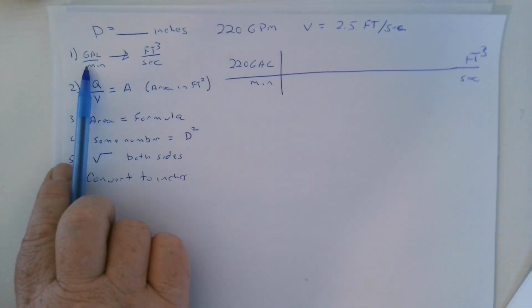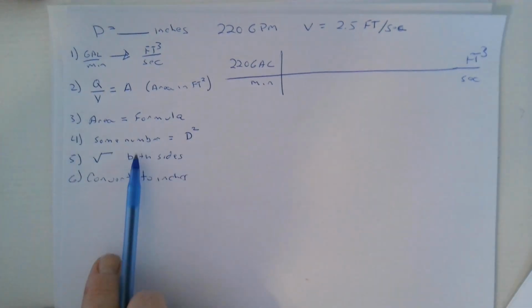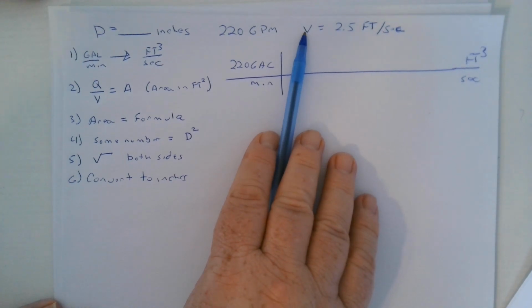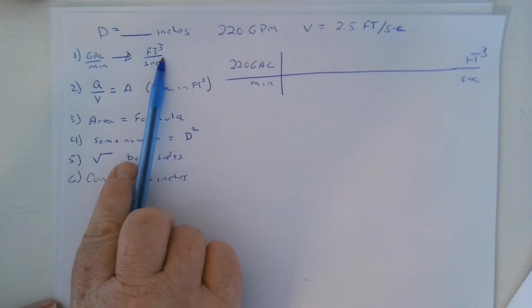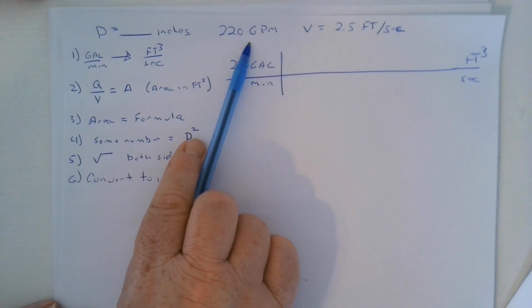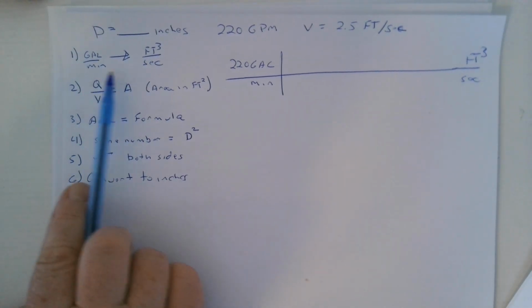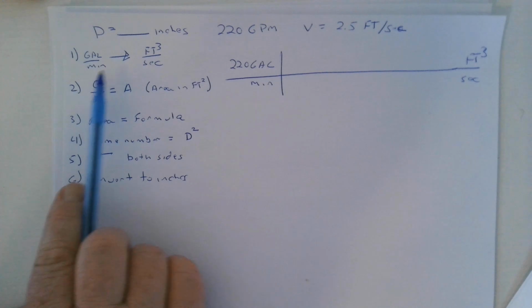And so the first thing that we're going to have to do is, you've got a velocity here, right? This is a QVA problem, a variant on a QVA problem, and so I can't really do gallons per minute with QVA problems. So we're going to have to get that to cubic feet per second. If by chance I had given you the flow in cubic feet per second, you wouldn't need to do step one.